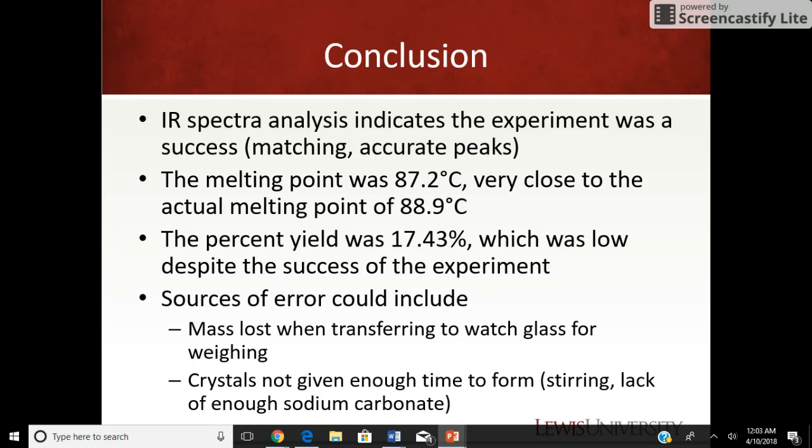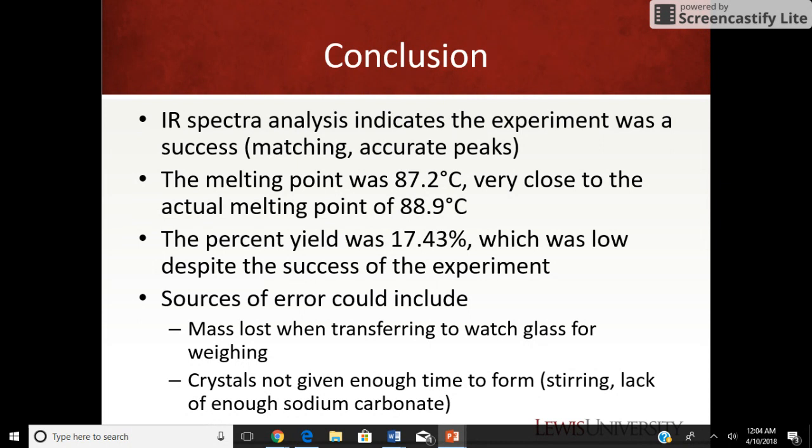This could have been due to a number of things, but the most important that stuck out to me was a mass loss that occurred when we were transferring the product, both the crude and pure product, from the filter paper to the watch glass. Some product still stuck to that filter paper, so that loss of mass could have contributed to a lower percent yield overall. And then at the stage where you had to add sodium carbonate to induce crystallization, it could have been that the crystals were not given enough time to form. We probably could have made a little bit more product had we let it sit longer or stirred a little bit longer or scratched the glass to induce crystallization, whatever the case may be.